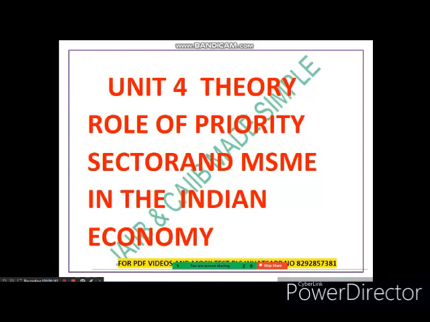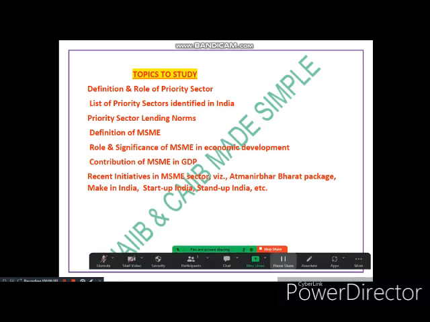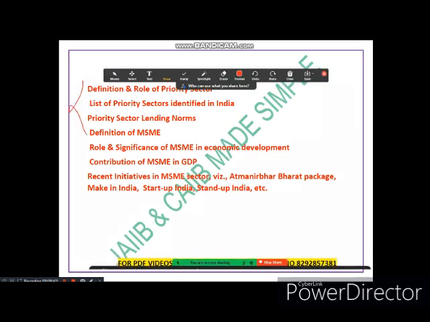And we are going to discuss our unit number 4 of IE&IFS, which is based on role of priority sector and MSME in the Indian economy. So basically we are going to discuss what is the definition and role of priority sector, the list of priority sectors identified in India, and then we will see what are the priority sector lending norms, and finally we will see the definition of MSME. In today's session we are going to discuss these four important topics.